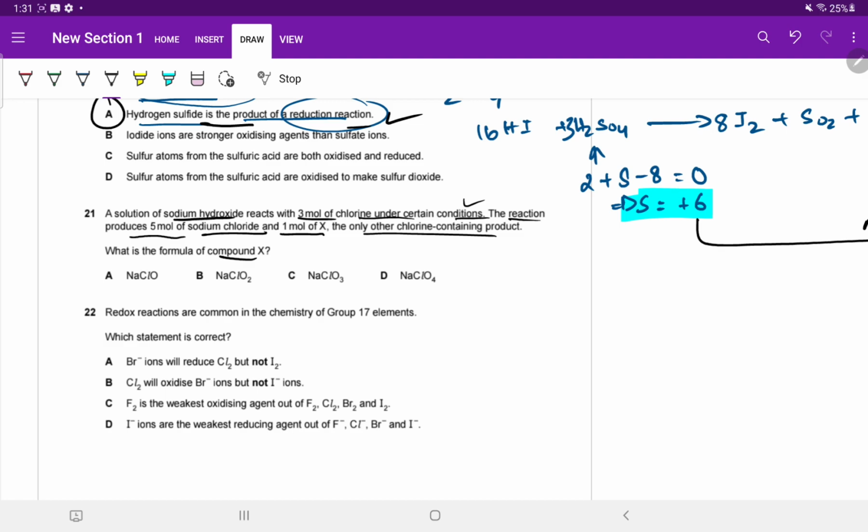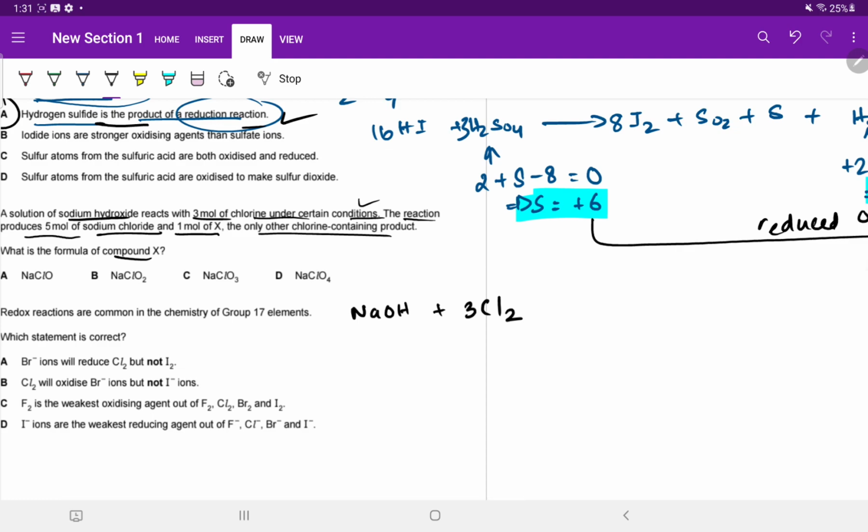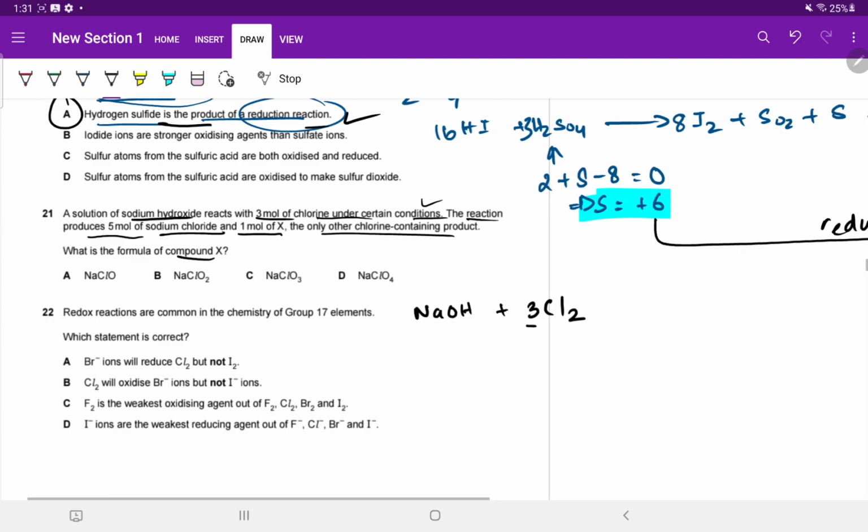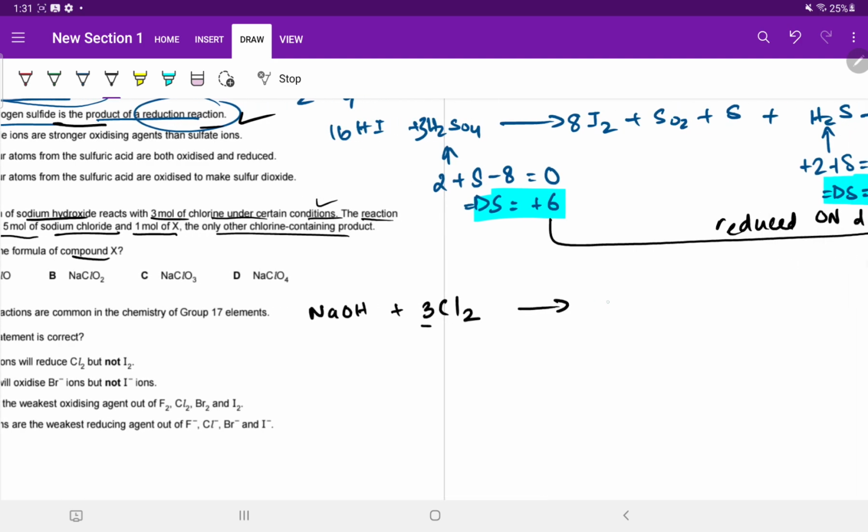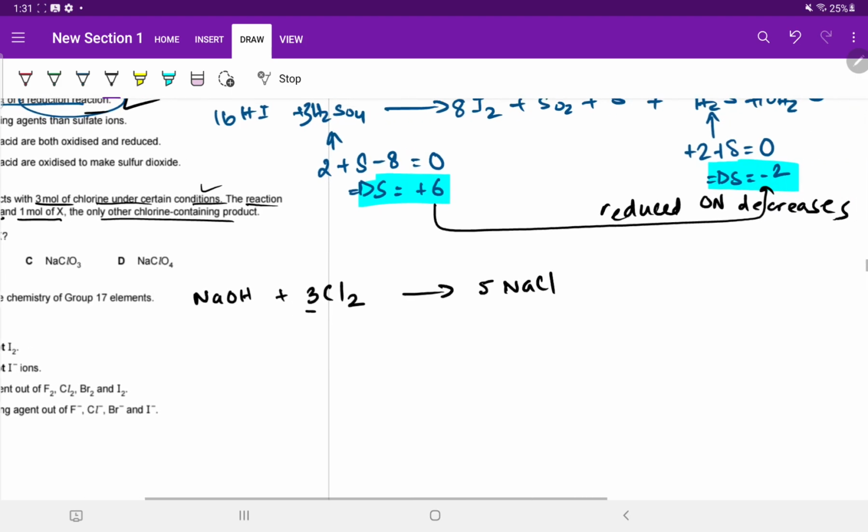Okay, so now they have already given us sodium hydroxide reacts with 3 moles of chlorine. So this is chlorine, 3 moles of chlorine they have already given us. The reaction produces 5 moles of sodium chloride. Now 5 moles of NaCl is produced and 1 mole of X.